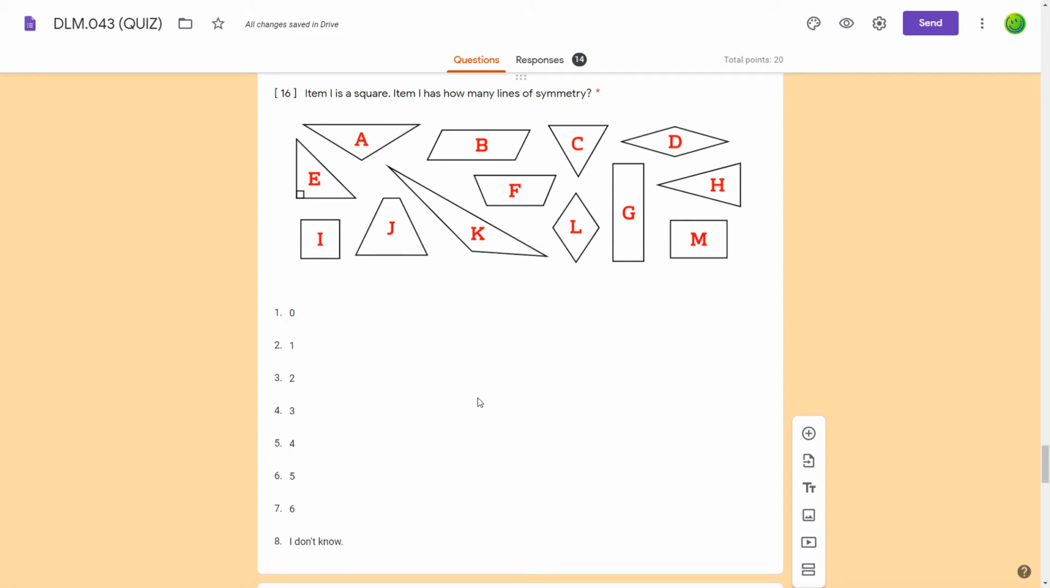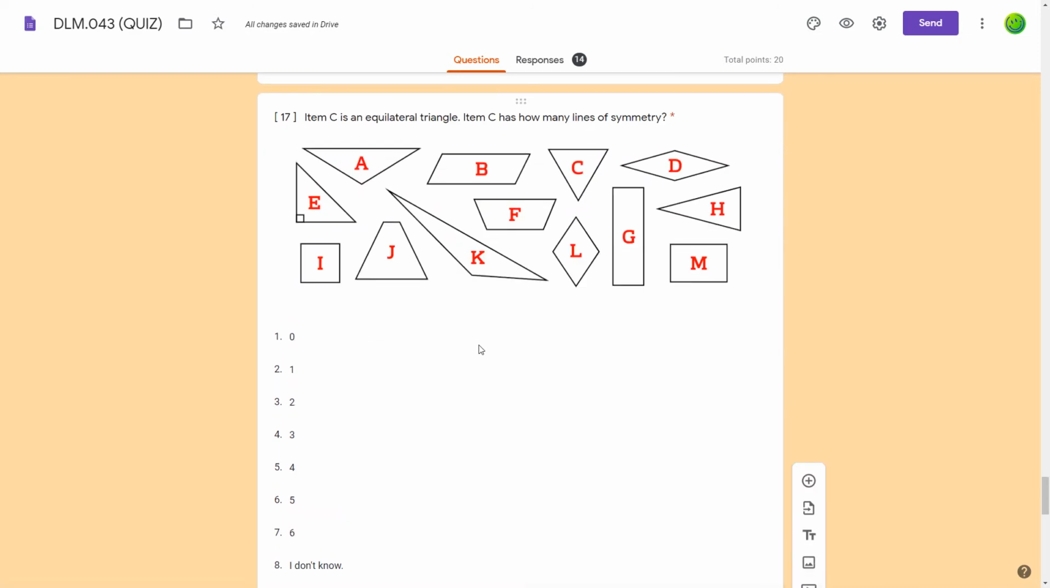16, item I is a square. Again, imagine that you cut it out and you fold it in paper. I could fold it down that way. That'd be one fold. Open it back up, fold it this way. Second fold where both sides line up exactly. The third fold will be across there, and the fourth fold would be there. So this one has four lines of symmetry.